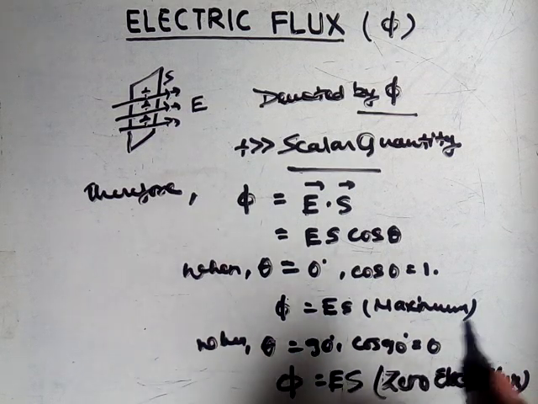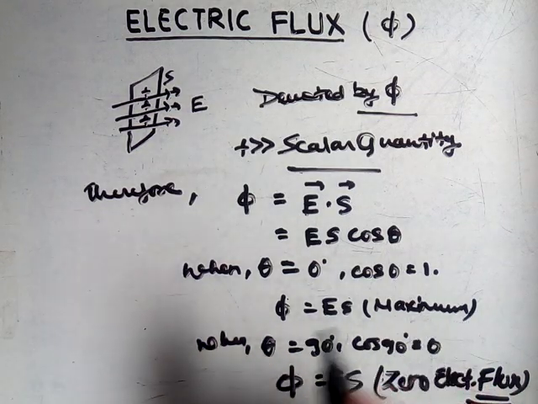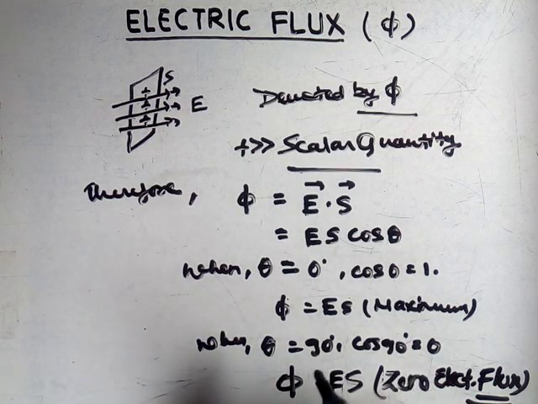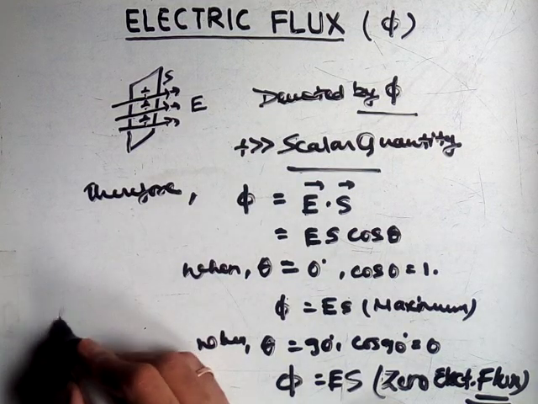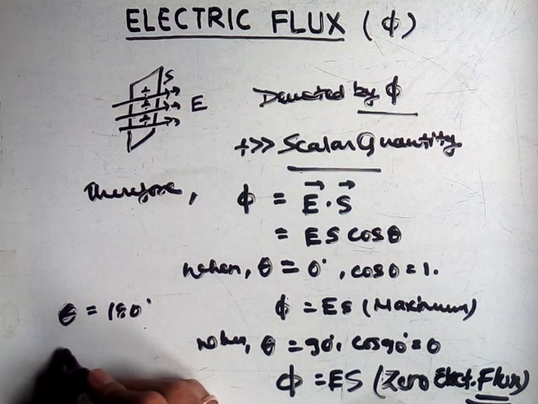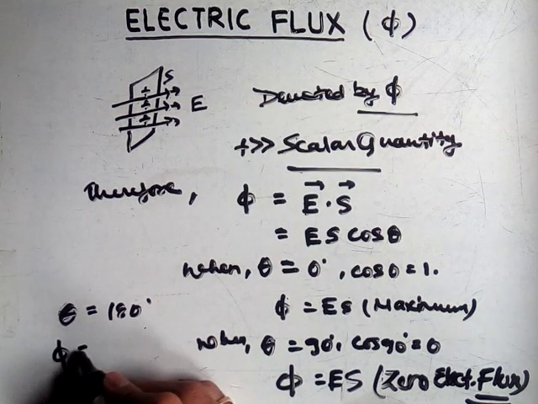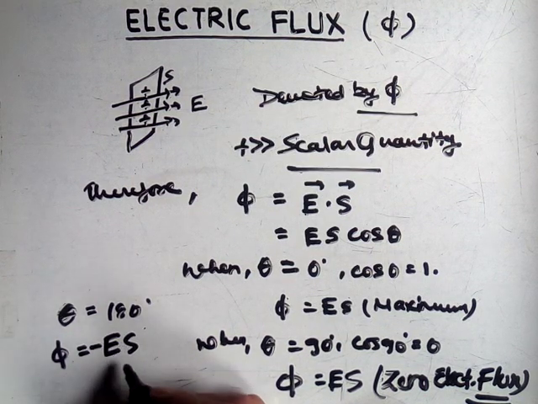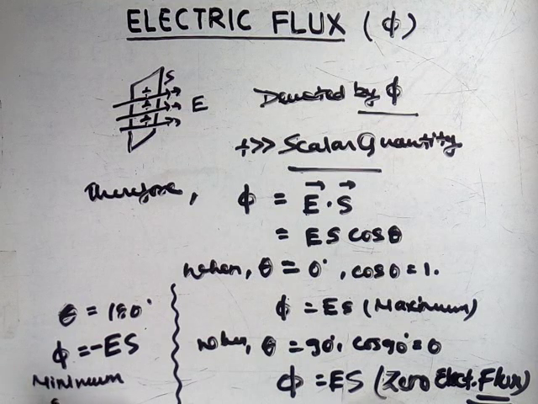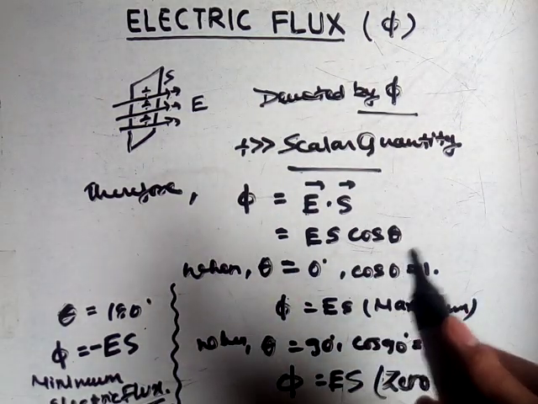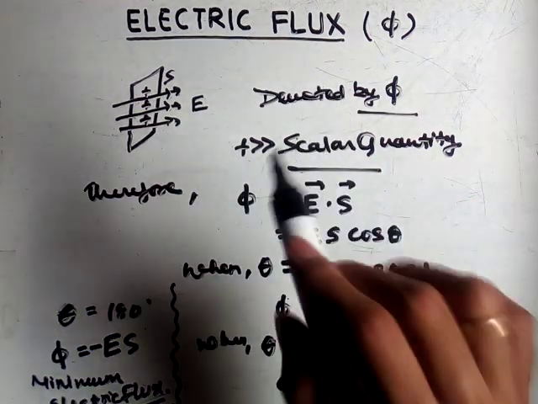So this is the definition of electric flux, and we will also find out when theta is equal to 180 degree, what will be the value of that. So we write here when theta is equal to 180 degree, then the value of phi, the electric flux, is equal to minus E S, and that means that it is the minimum electric flux, and thus the whole definition of the electric flux is this. So this is the whole definition, and you can realize what is electric flux.